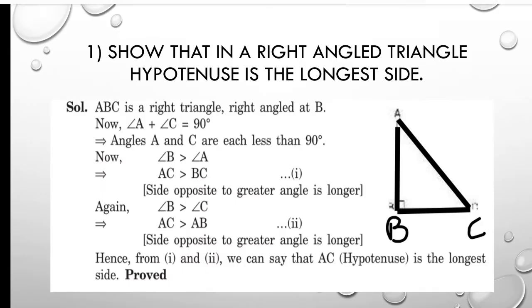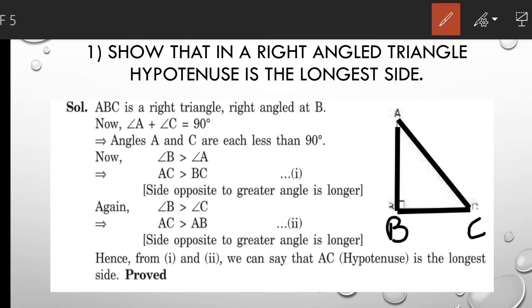The first question is, show that a right angle triangle's hypotenuse is the longest side. So we have a right angle triangle, and if this is 90 degrees, the hypotenuse AC will be the longest side. So we are going to move on like this.